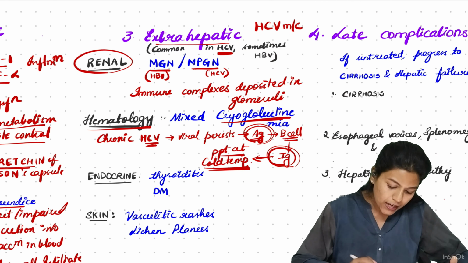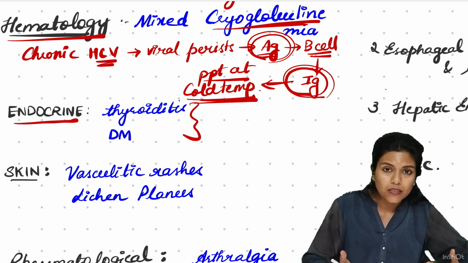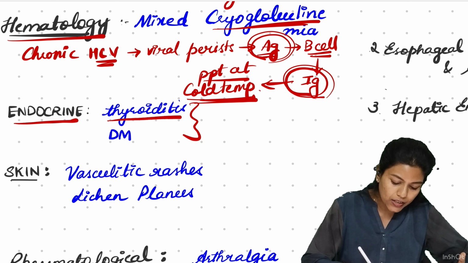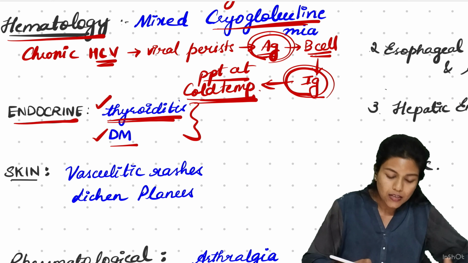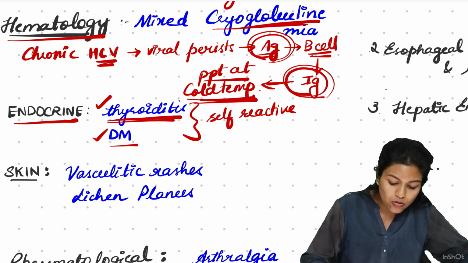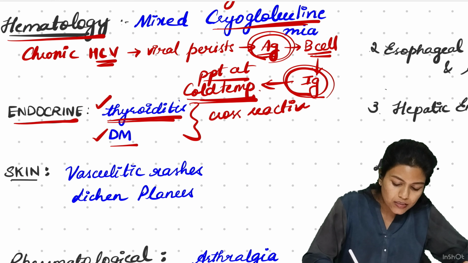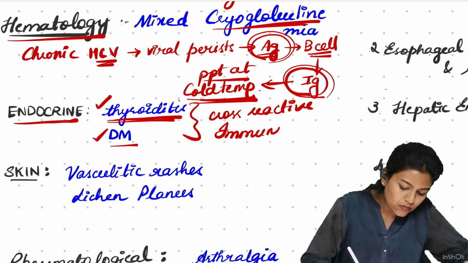Coming to the endocrine manifestations, that is the hormonal manifestations, because of this, immune mediated antibodies are produced that will destroy the self antigens of thyroid. There will be thyroiditis, and they can destroy the beta cells of the pancreas, manifesting as thyroiditis and diabetes mellitus. That is because of self reactive, or cross reactive, immune complexes.